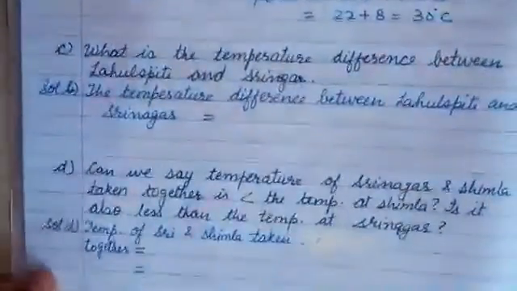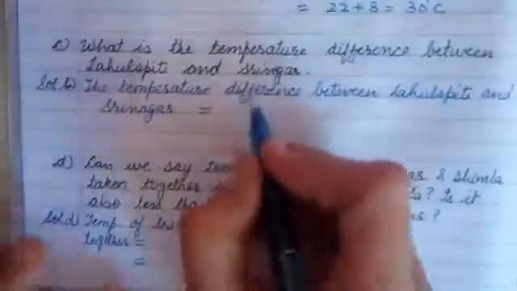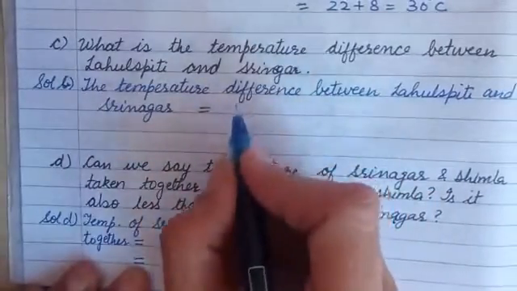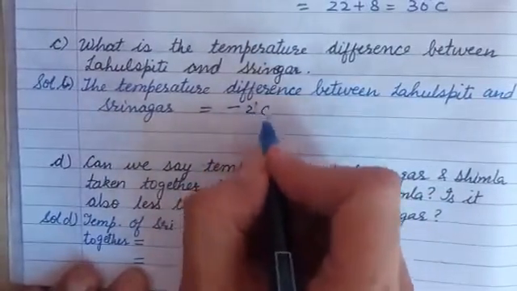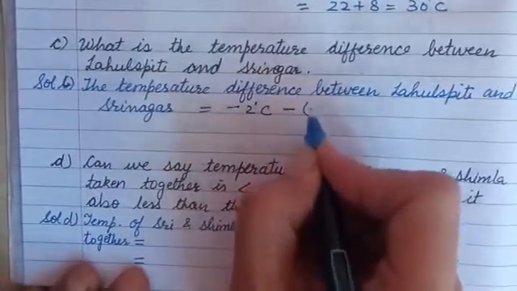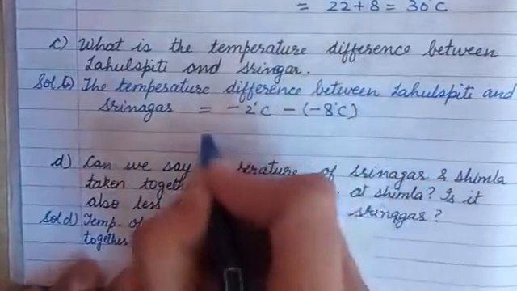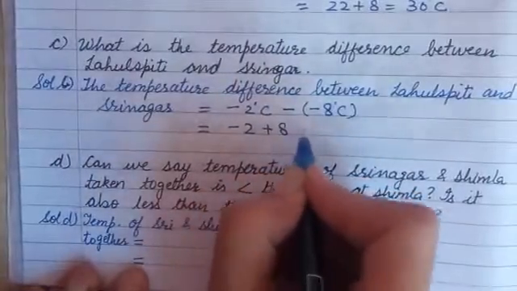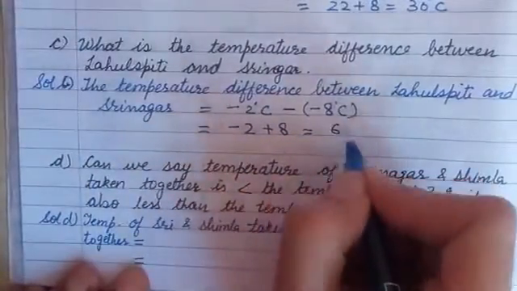So here the temperature of Srinagar we will write first because it is a hotter place. Hotter minus colder we will do. Minus 2 degrees Celsius minus of minus 8 degrees Celsius. Minus 2 minus minus, plus 8. 8 minus 2 is 6.